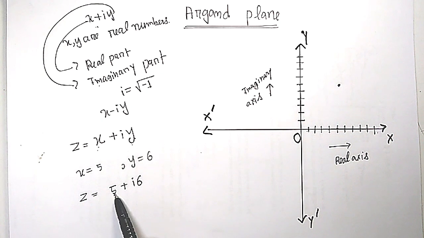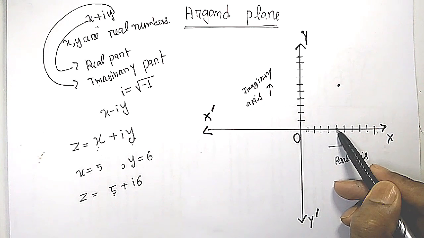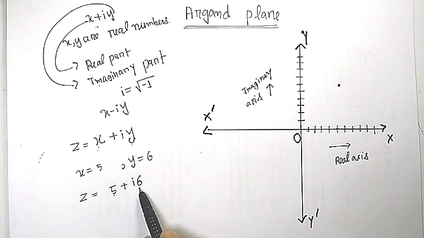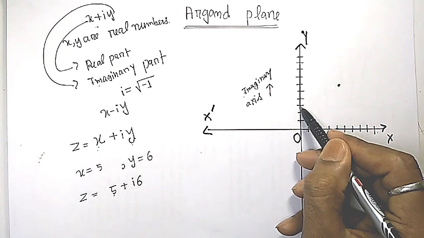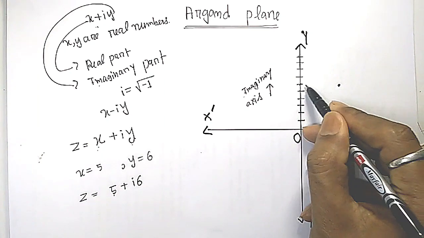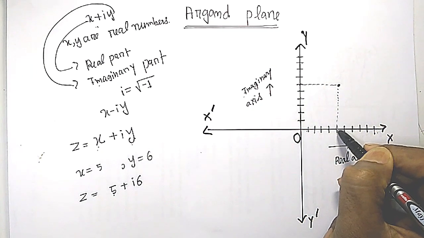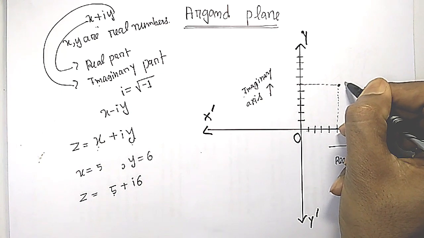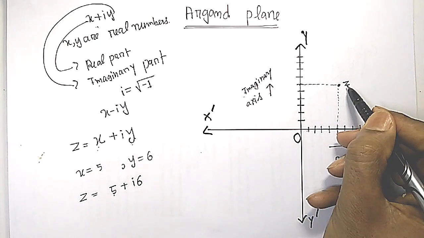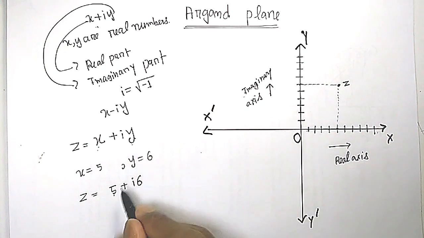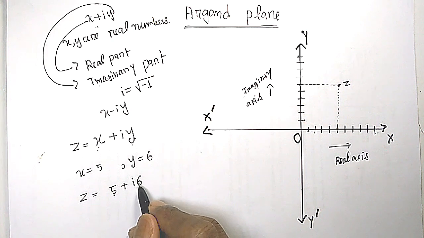In the real part, 5 is there, so 5 is represented on the x-axis, that means the real axis: 1, 2, 3, 4, 5. And 6 is the imaginary part, so 6 is represented on the y-axis, that means the imaginary axis: 1, 2, 3, 4, 5, 6. So this point is the point Z. That means this point represents the complex number Z, which is 5 plus i6.